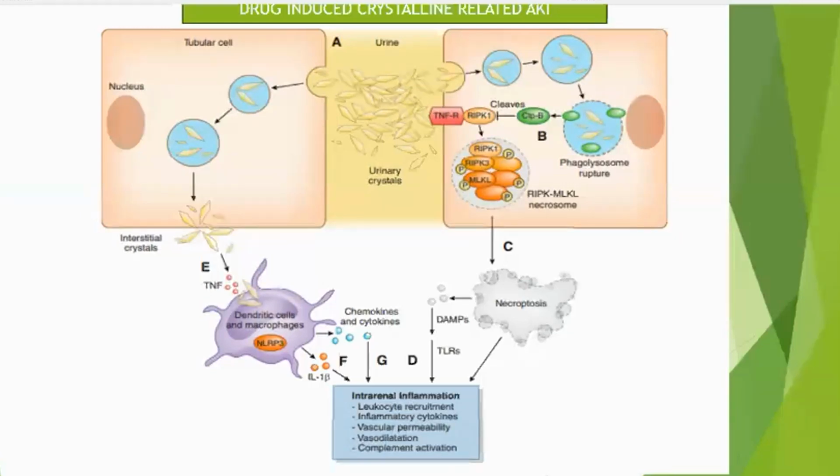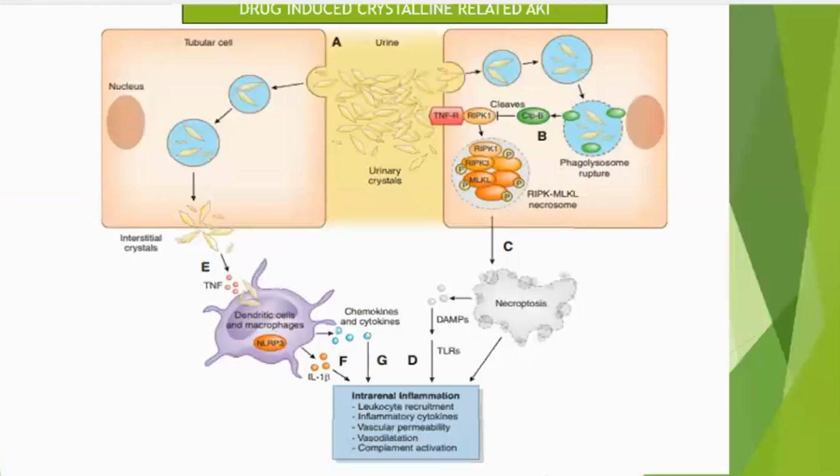Second is crystal uptake into the lysosomes as well as phagolysosomes, which can lead to release of cathepsin B, leading to tubular necrosis. Cathepsin B degrades the negative regulator of apoptosis, which is receptor interacting protein kinase 1, and thus it leads to formation of the RIPK1-MLKL combination, a necrosome complex causing cell necrosis. Another mechanism is tubular cell necroptosis. It stimulates the damage associated molecular patterns, and thus it induces toll-like receptor dependent inflammation and cell necrosis.